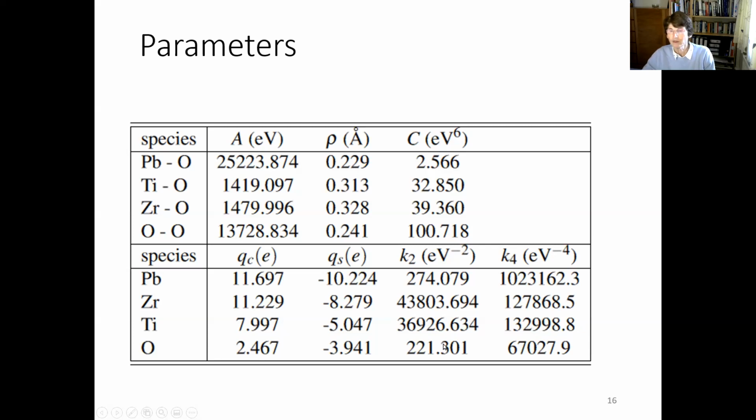And these are relatively small, with K2 for quite weak springs. So the lead and the oxygen are very polarizable. So these actually capture the polarizability of the lead and oxygens very well, and many of the properties of these materials.